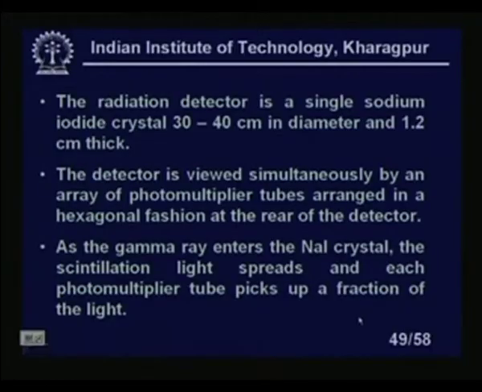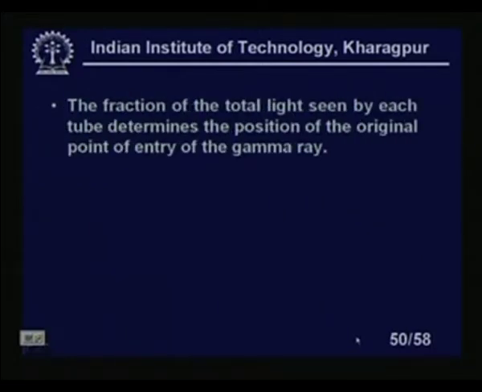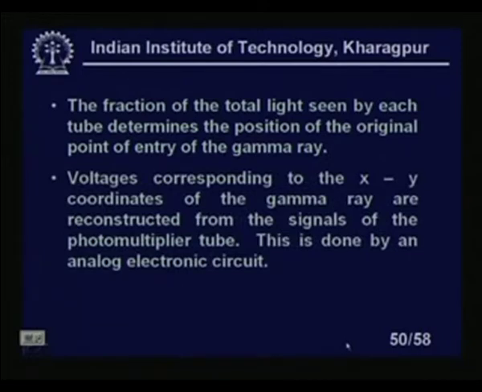As the gamma ray enters the sodium iodide crystals, the scintillation light spreads and each photomultiplier tube picks up a fraction of the light. The fraction of the total light seen by each tube determines the position of the original point of entry of the gamma ray. Clear? Now, voltage corresponding to the x, y coordinates of the gamma ray are reconstructed from the signals of the photomultiplier tube. This is done basically by the analog electronic circuit.